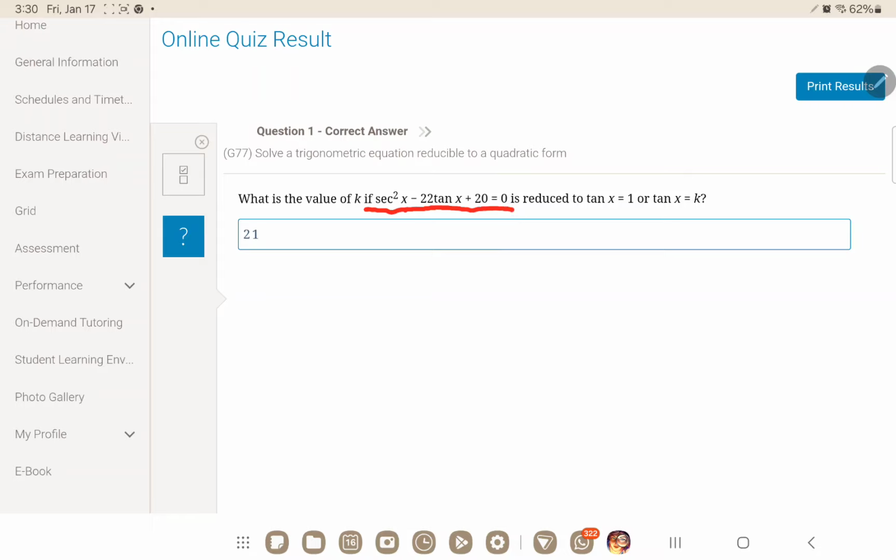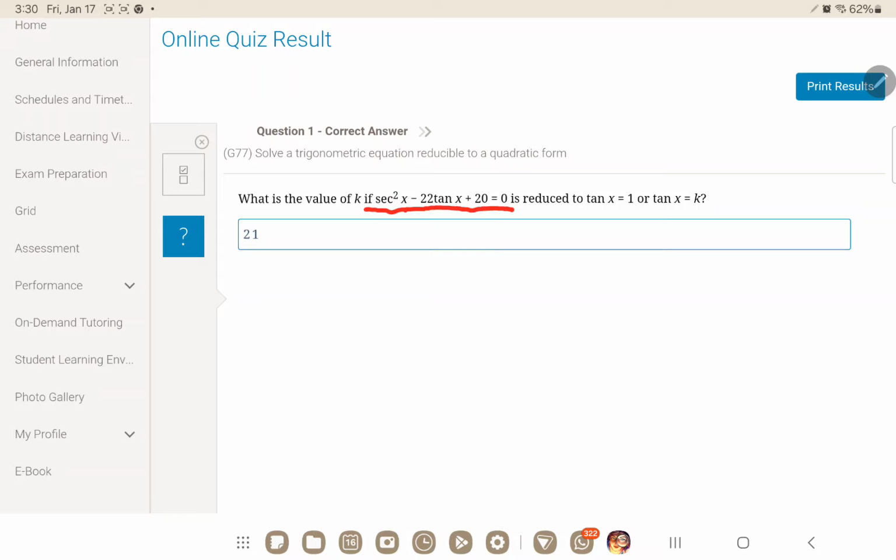Tan x could either be 1 or k. What is k? So whenever we see a question like this, you need to act like these are x and y. So here you have x squared minus 22y.